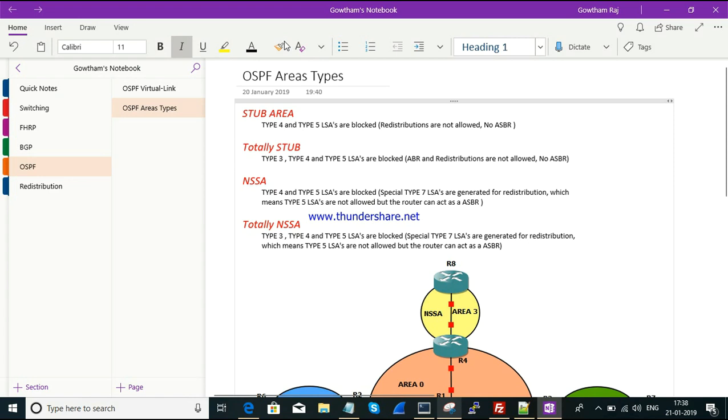In a similar way, it will block type 4 and type 5 LSA. As the name indicates, stub is some sort of blocking. This blocking is given to two types of LSAs in OSPF. So the two LSAs, type 4 and type 5 LSA, will be blocked in a stub area.